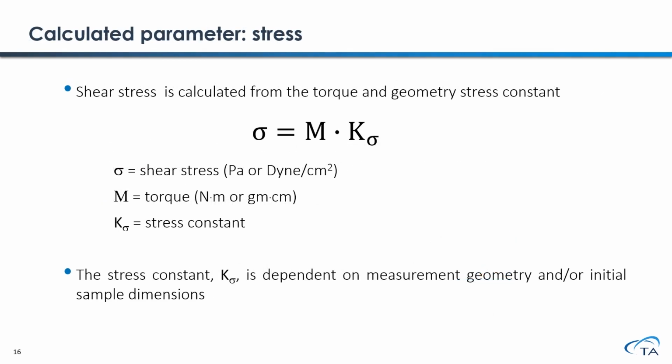Stress is calculated from torque. Here is the formula of how to calculate shear stress. Shear stress equals torque multiplied by a stress constant. This stress constant is geometry dimension dependent, depending on the size of the geometry that you use and also the measurement gap. When we discuss each individual measurement geometry, we are going to provide the formula for calculating this stress constant.